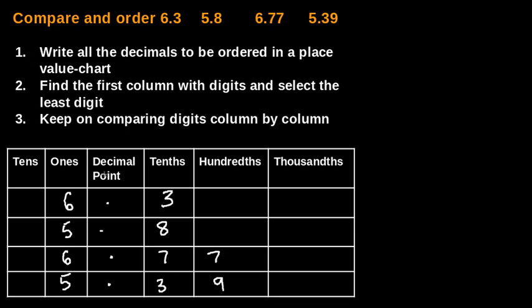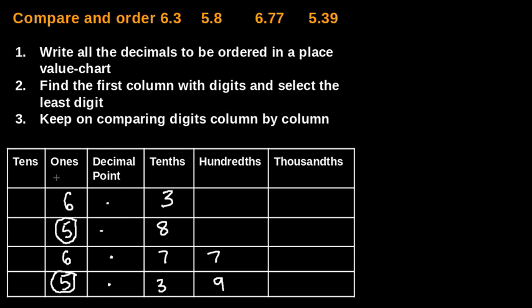The second step: find the first column with digits and select the least digits. So the first column with digits will be the ones column, where we have 6, 5, another 6, and another 5. The next thing is to select the least digits. The least digits will be this 5, but it's not alone. We have two 5s actually. So we can't just select one decimal as the least. We now need to do the third step, which is to keep on comparing digits column by column.